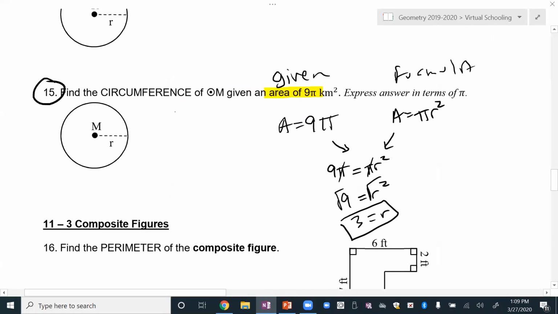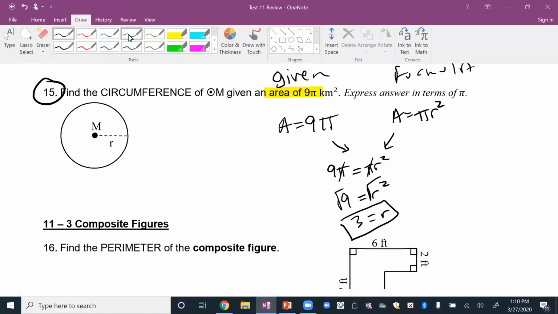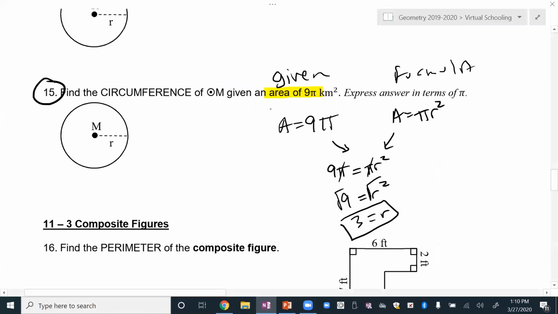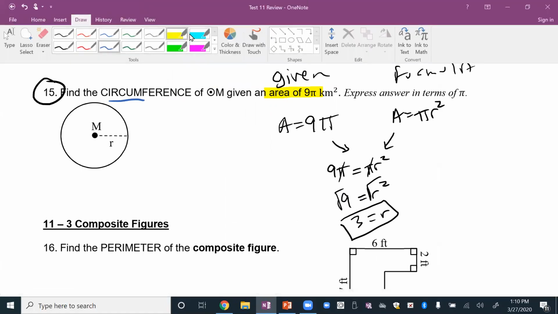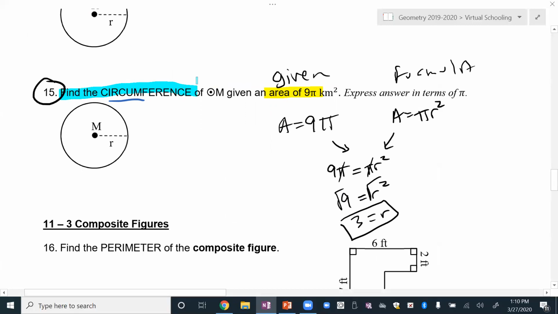Now, from here, once I find my r, that means you can find the circumference. So it was initially looking for the circumference of m. So I'm going to take my circumference, which is equal to 2 pi r. So 2 pi times 3, which is 6 pi.